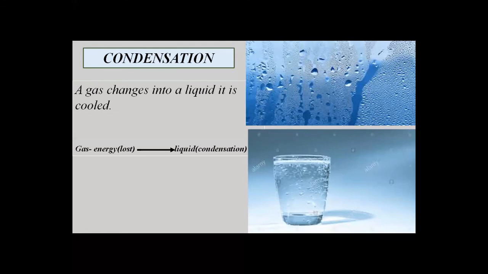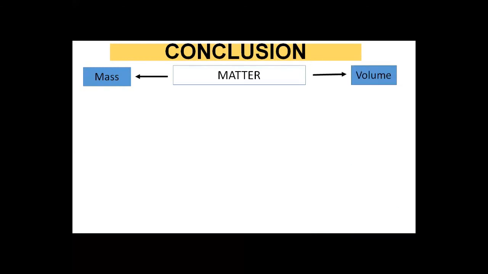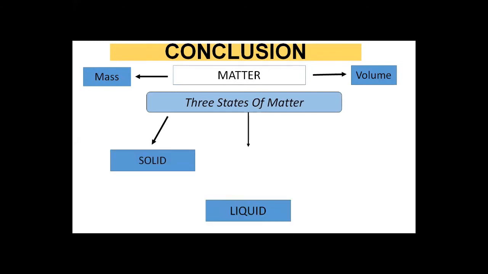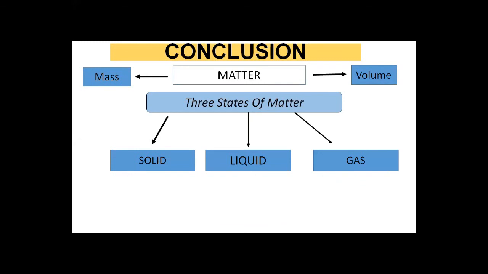Yes. Now move to the next slide. Conclusion. What is the matter? First, we have to discuss what is the matter, second what is the mass, and third what is the volume. Mass is the amount of the matter. The volume is the three-dimensional space which an object occupies. And what are the three states of the matter? The matter has three states: the first is solid, the second is liquid, and the third is gas.